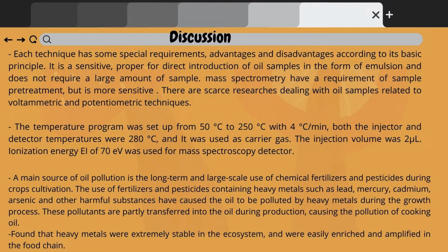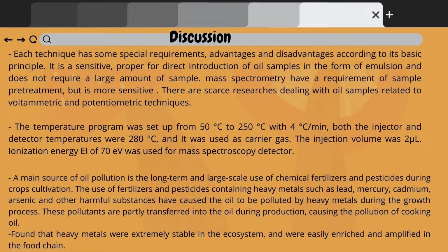Discussion. Each technique has some special requirements, advantages and disadvantages according to its basic principle. It is sensitive, proper for direct introduction of all samples in the form of emulsion and does not require a large amount of sample. Mass spectrometry has a requirement of sample pretreatment but is more sensitive. There are scarce researchers dealing with all samples related to voltammetric and potentiometric technique.